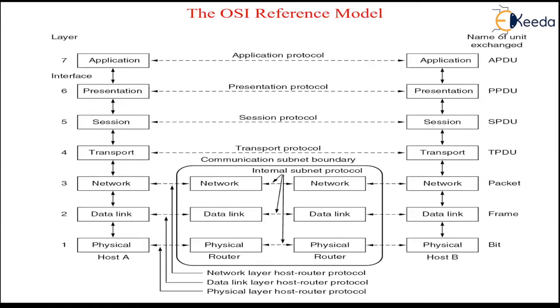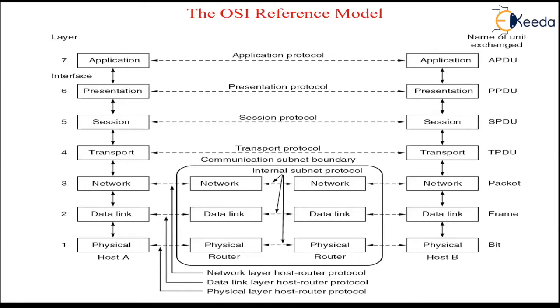Next function is connection control. The transport layer can be either connectionless or connection oriented, but in the OSI reference model, transport layer is connection oriented. The connection oriented transport layer makes a connection with the transport layer of the destination before delivery of the packets. Once the connection is established, packets are delivered. After all the packets are transferred, lastly, the connection is terminated.